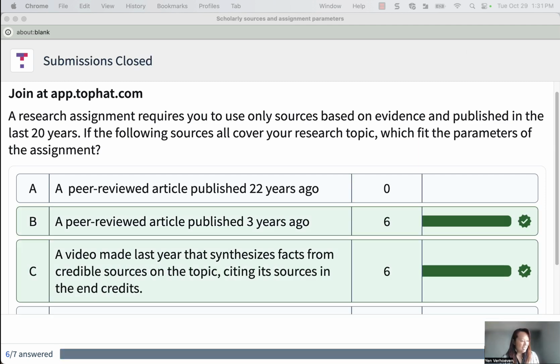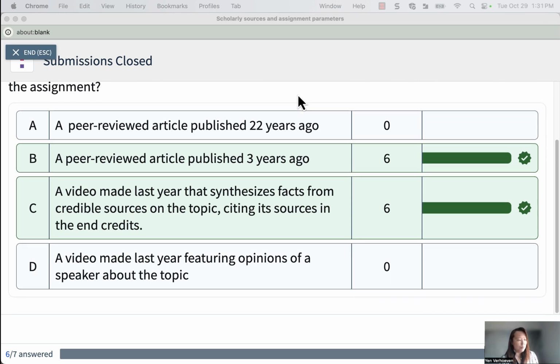Okay. So, really good job, everyone. A peer-reviewed article published 22 years ago, you're right, can't do that because your parameters say 20. This one's too old. By the way, later on in chapter 3, you're going to learn that even if you find the perfect review article and it's too old, we'll show you techniques so that you can use it to find newer articles that will fit your assignment, okay? A peer-reviewed article published 3 years ago, you got it, because peer review means scholarly research, means based on evidence. Good job. A video last year that synthesizes facts from credible sources on the topic, citing its sources in the end credits. Absolutely, right?